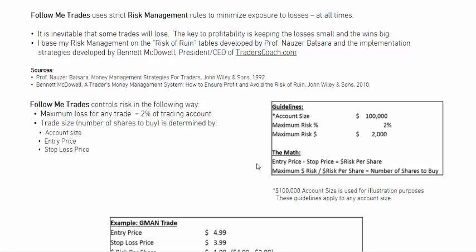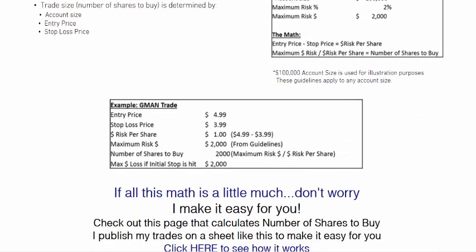The math for this is we take the entry price of the instrument that we're buying minus the stop price. This equals the dollar risk per share, and then we take our $2,000 and divide it by the risk per share, and that gives us the number of shares to buy. Now, that math is a little bit cumbersome, so I really try to make it easy. I put a calculator on my website, and we'll take a look at that.